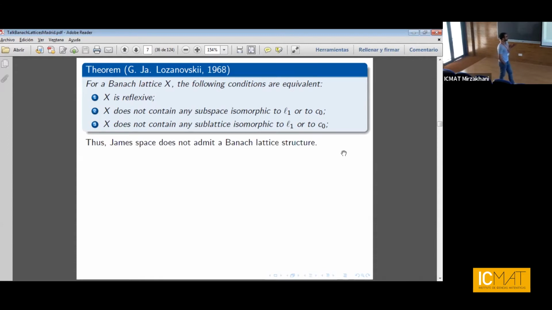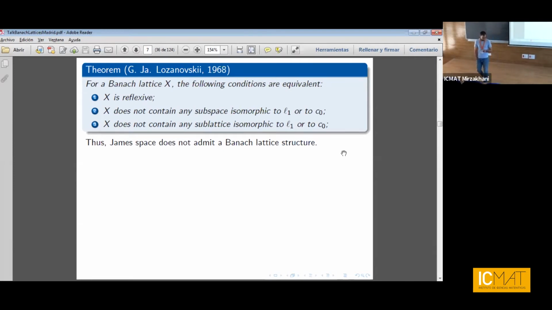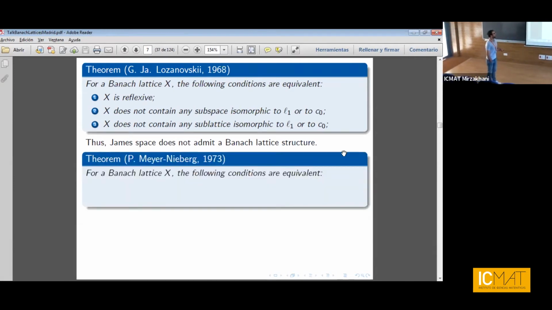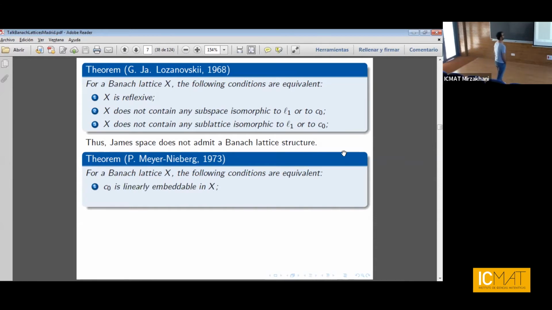And well, in particular, this implies that the James space, which is a non-reflexive Banach space which does not contain either l1 or c0, cannot be isomorphic to a Banach lattice. So the situation with Banach lattices is quite different. And we also have a very nice result from Meyer-Nieberg, which says that whenever we can embed c0 as a subspace, then we can embed it as a sublattice.